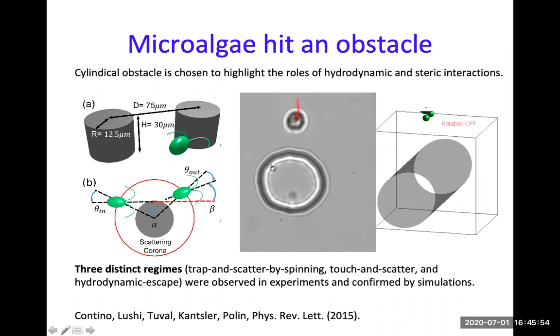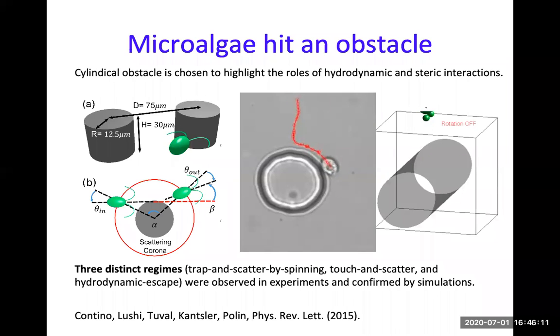So this is what you see. This is a cylindrical pillar from above, and you see Chlamydomonas going near it, right? It's turning. And then you will notice after it spends some time around the pillar that it will scatter away.